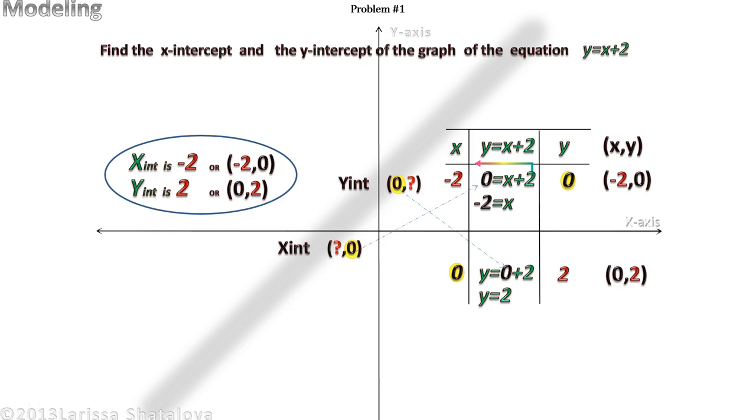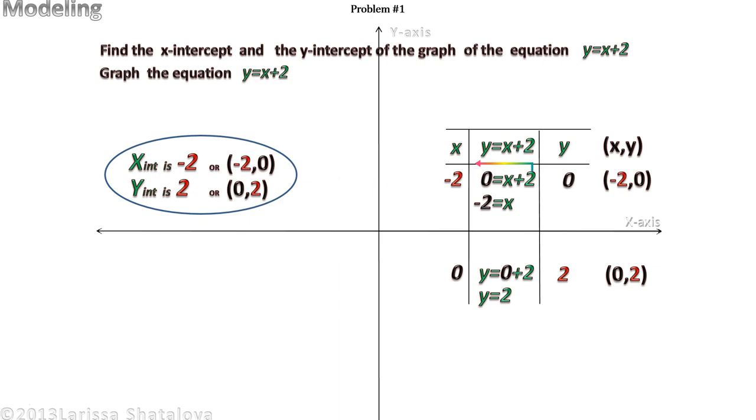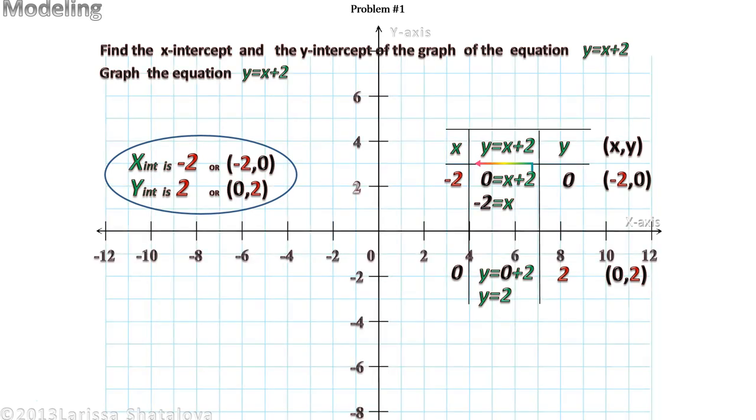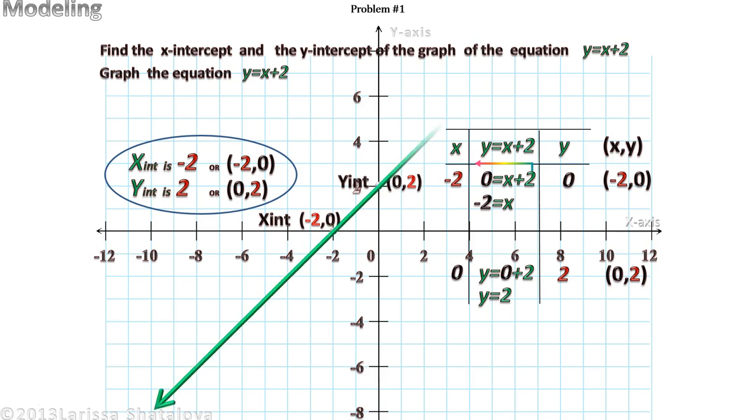The next step is to graph the equation. We are going to use the x and y intercepts because we need 2 points to graph an equation. The x-intercept is -2, the y-intercept is +2. We have 2 points we can connect, and now we have a graph which reflects the equation y equals 1x plus 2.